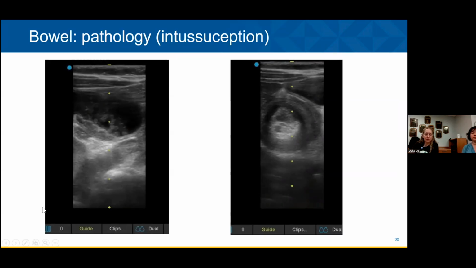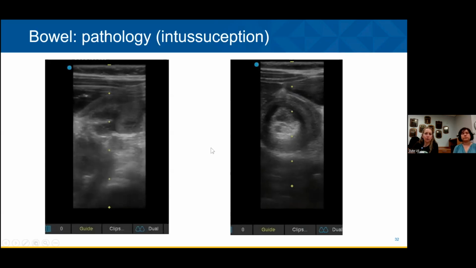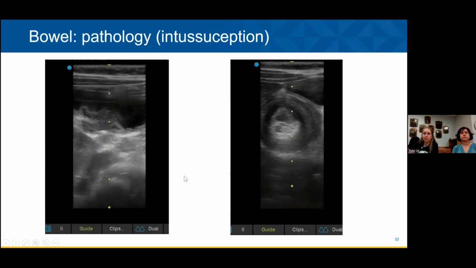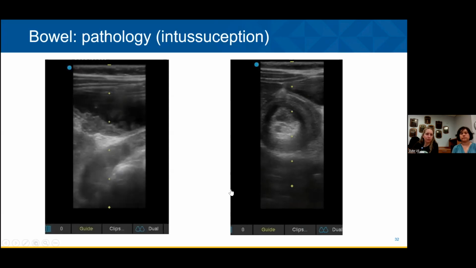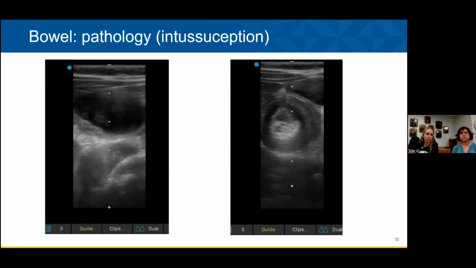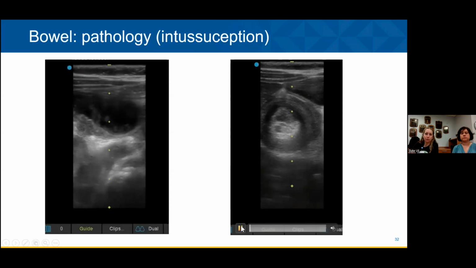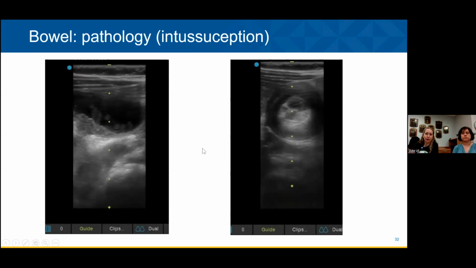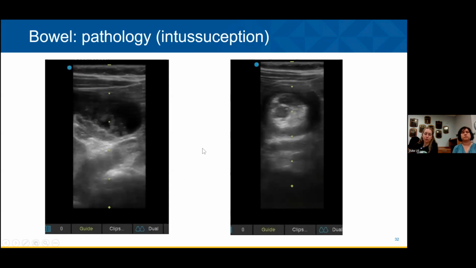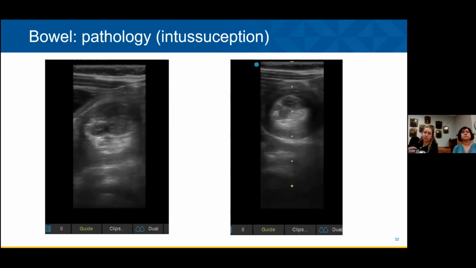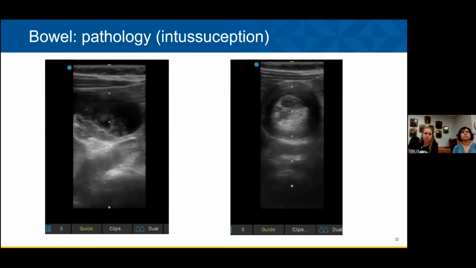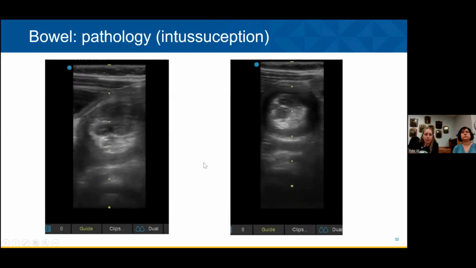And so it's the same technique. We call it kind of a lawnmower scan. And when you are typically in some region on the right side, so either the right lower or the right upper quadrant, you are looking for something that we call a target sign or a bullseye sign. So you can see that coming out in the center of the screen here, as well as the image on the right. You can see that, and that is basically a cross-section of the bowel that has telescoped into the larger piece of bowel.